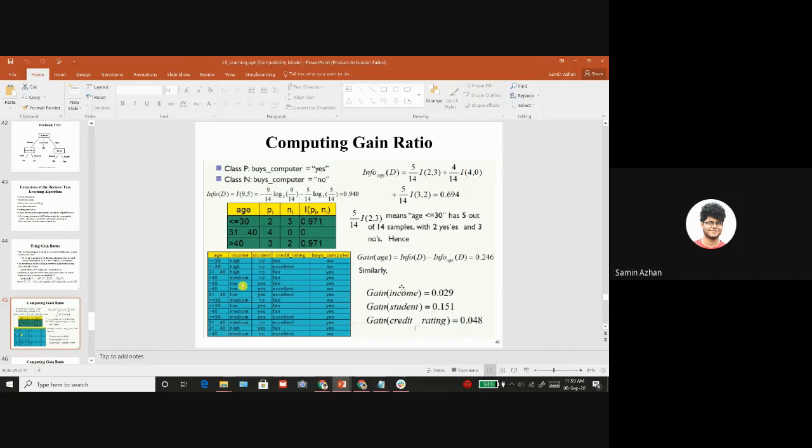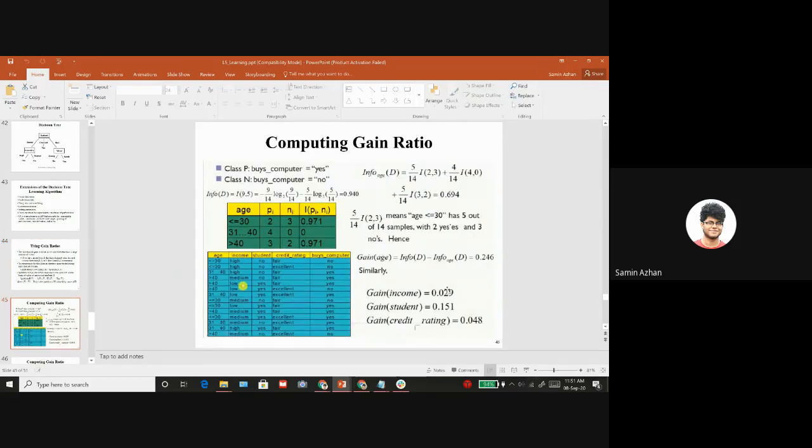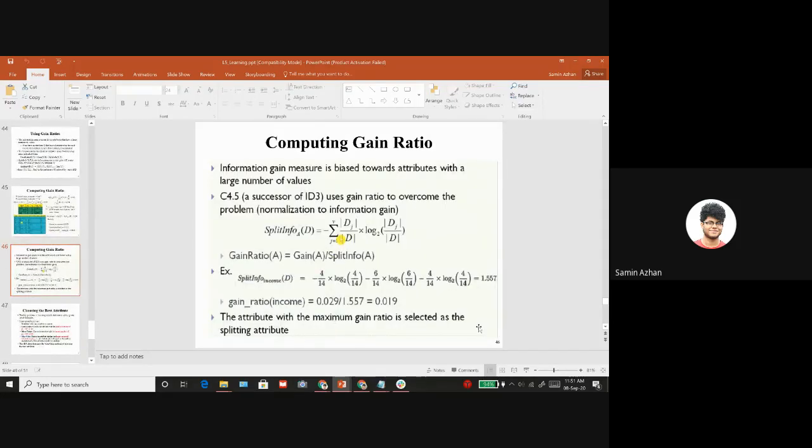So if we're done calculating the gain, we should see these values. Now the question was, we already know how to calculate the gain after calculating the entropy and everything, but what is split info? After calculating the gain, you'll get these values. The gain of income should be this, the gain of student should be this, the gain of rating should be this.